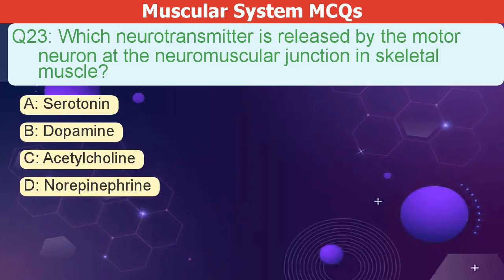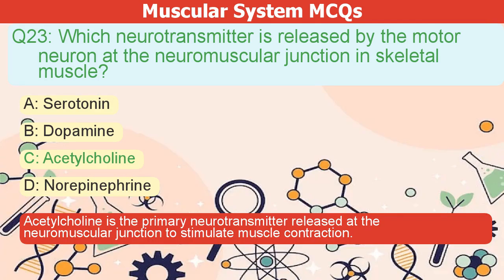Which neurotransmitter is released by the motor neuron at the neuromuscular junction in skeletal muscle? A. Serotonin. B. Dopamine. C. Acetylcholine. D. Norepinephrine. The correct answer is C. Acetylcholine is the primary neurotransmitter released at the neuromuscular junction to stimulate muscle contraction.